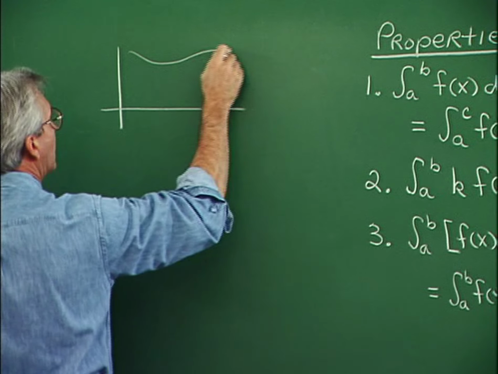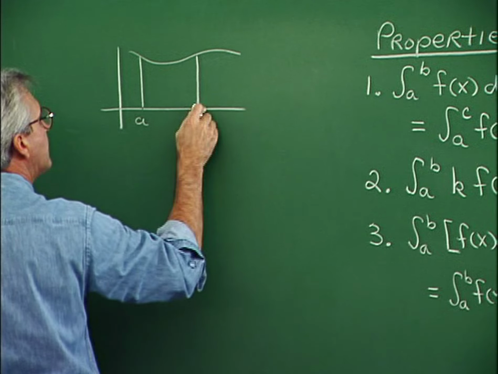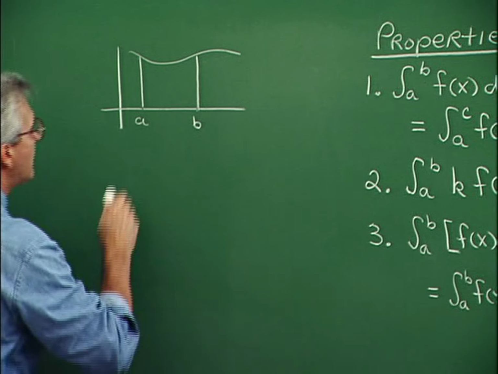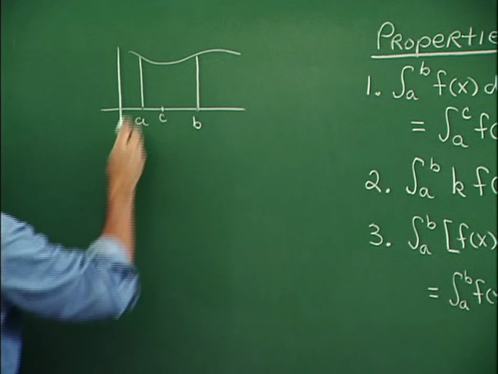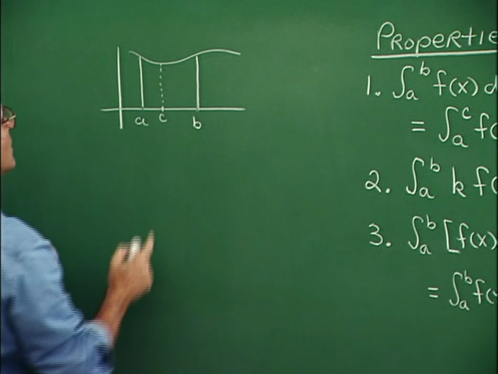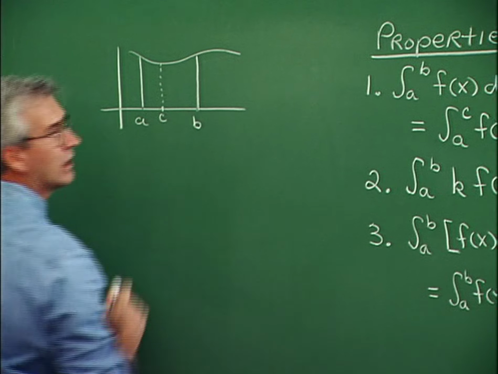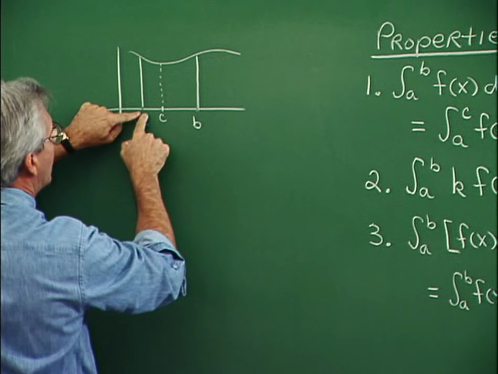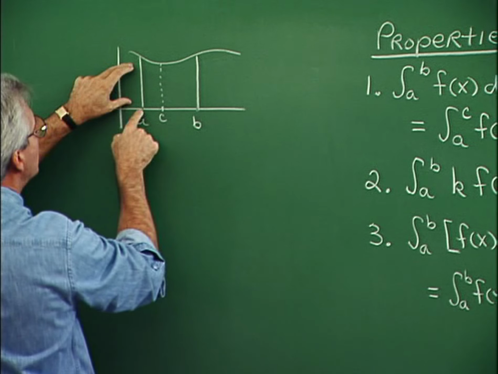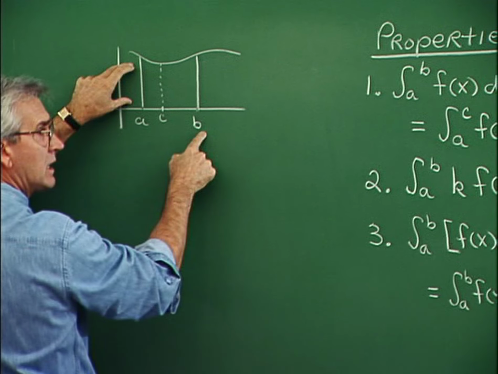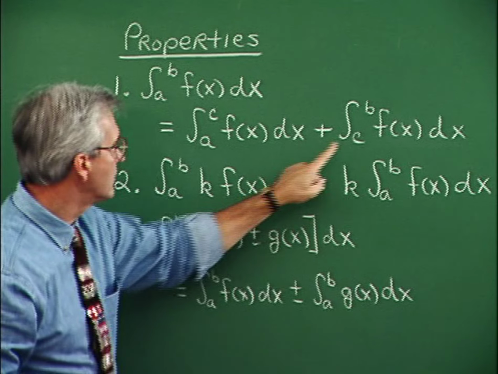Okay, here's our function, and let's say this is the point A, and here's the point B. Then we could identify a point C that's, let's say, right here. And if C is in this position, then we could think about all of this area as this area plus that area. So the integral of the function from A to B is equal to the integral of the same function from A to C plus the integral from C to B. And that is what this is saying: A to C, C to B.